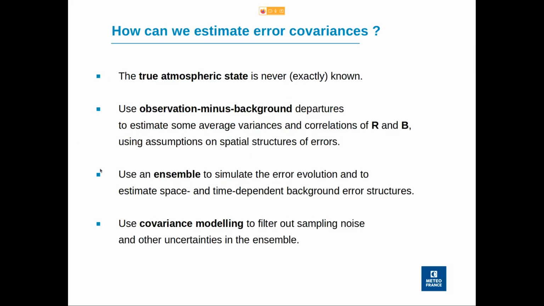Moreover, it is possible to use an ensemble in order to simulate the error evolution and to estimate some space and time-dependent background error structures. In the end, it remains needed also to use some covariance modeling in order to filter out sampling noise and other uncertainties in the ensemble.